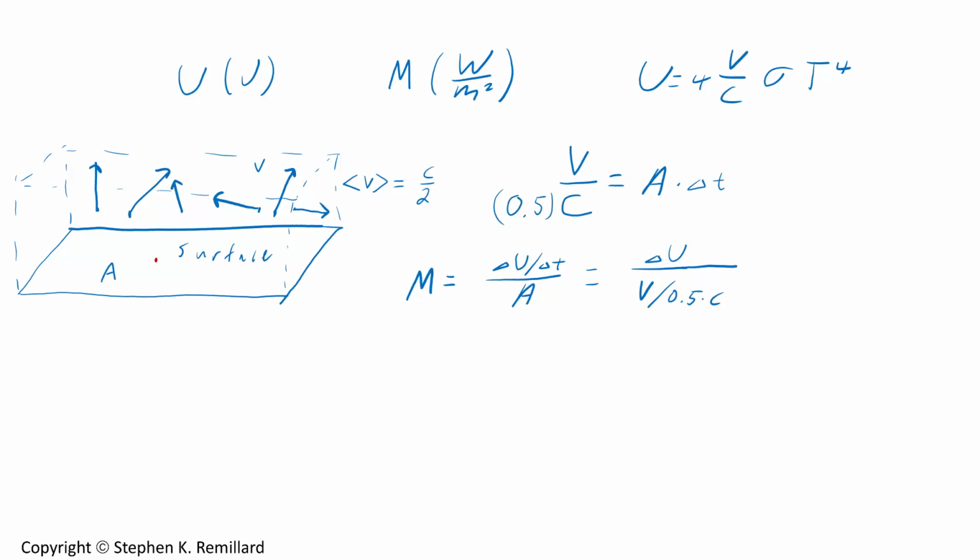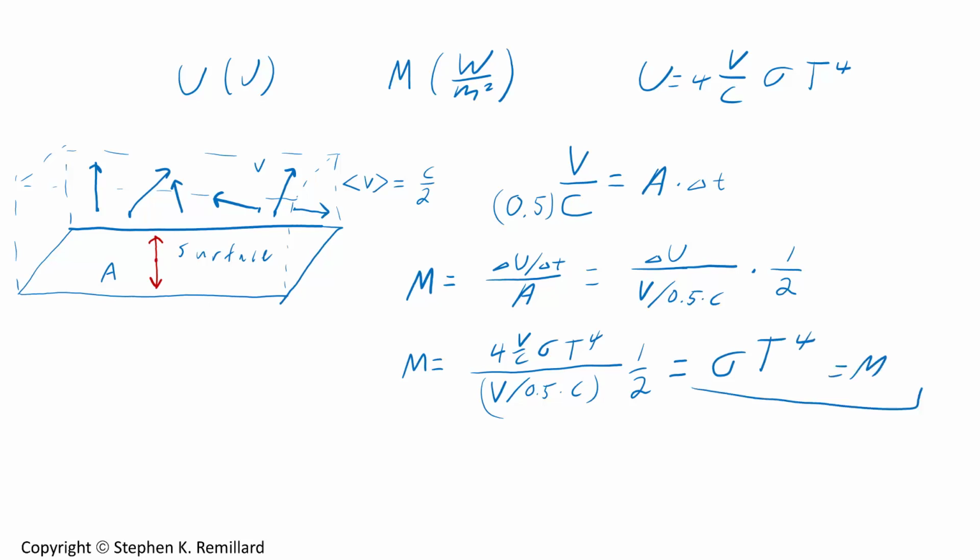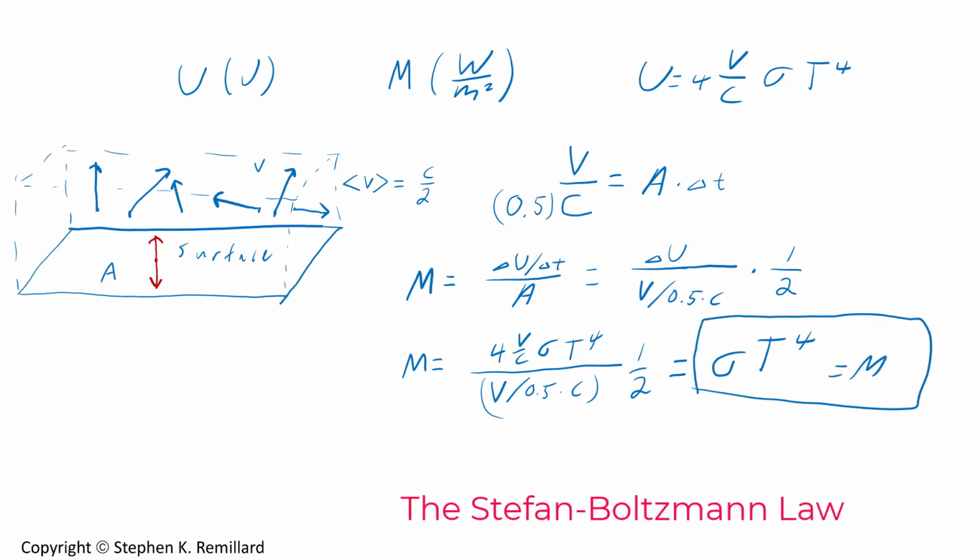A photon emitted at the surface could be heading out of the surface or into the surface. So you still lose half of them. Half of the photons are gone, half of the energy that's emitted is gone. Now we're done. So now write the exitance this way. Delta U is 4, V over C, Stefan-Boltzmann constant, temperature to the 4th, over V over 0.5 C times 1/2. The 4 cancels with the 1/2 and the over 0.5. The C's cancel and the V's cancel. So the radiant exitance is the Stefan-Boltzmann constant times temperature in Kelvin to the 4th.